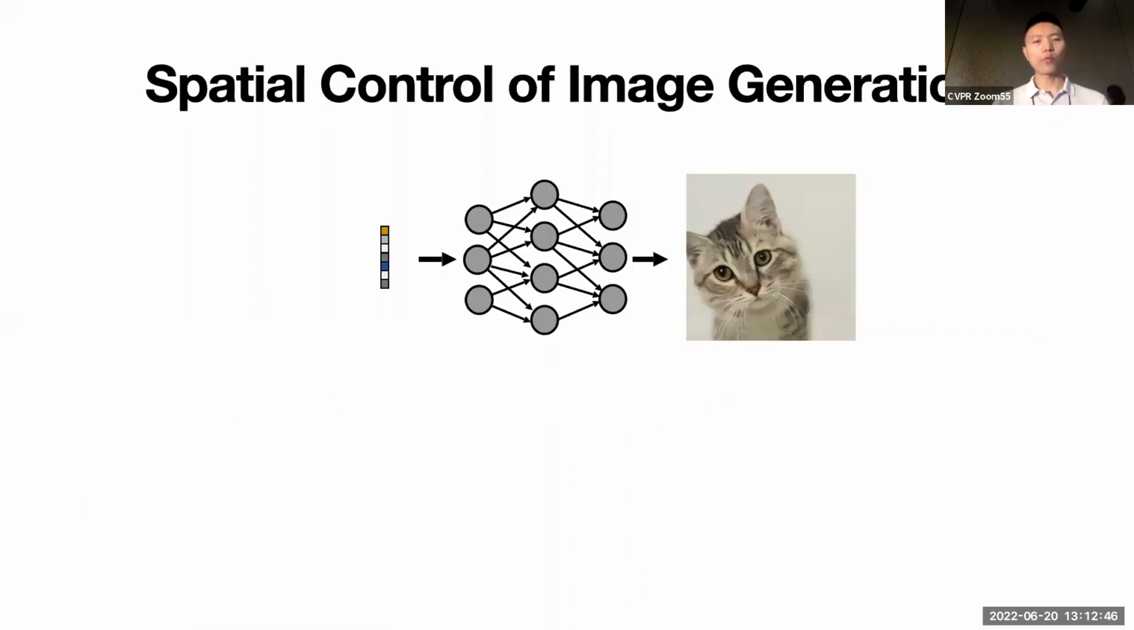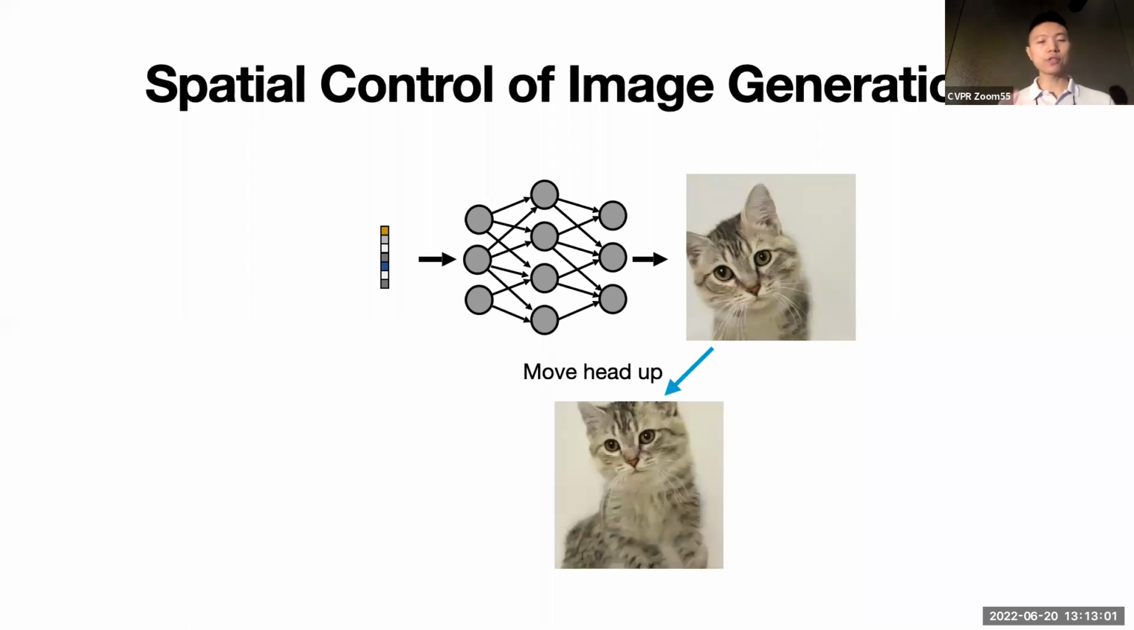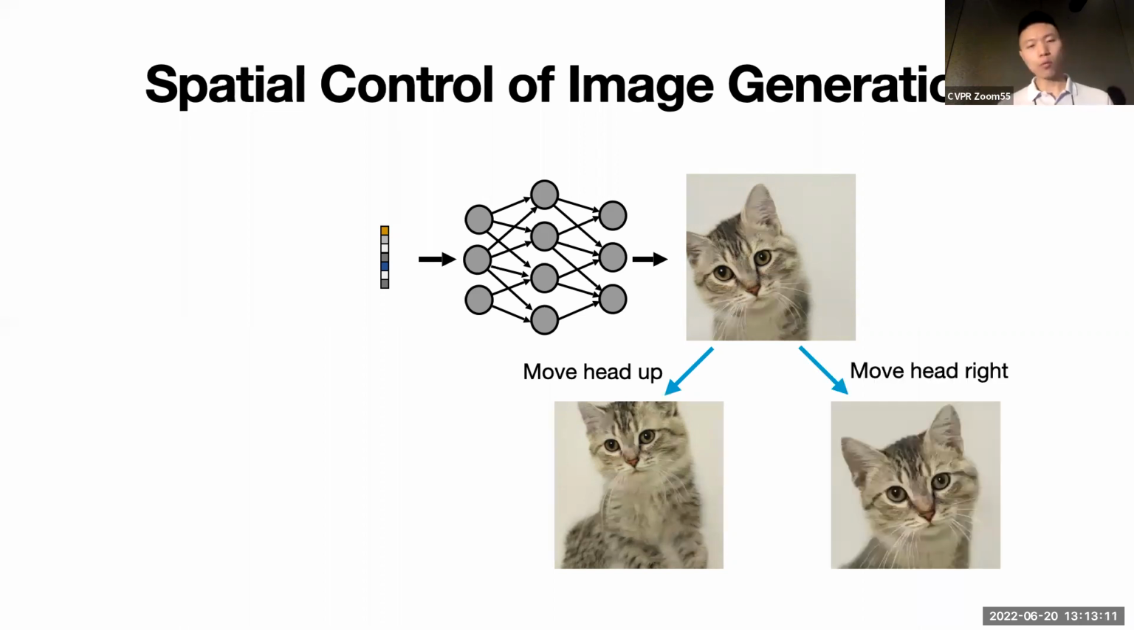So here is the recent work we have been doing for this. We want to have more spatial control over the image generation process. Previously, this generator would take a latent code and then generate the image. But sometimes we may want different spatial locations of the foreground. For example, we want this output cat to move its head a little bit up. Also, we may want this cat to move its head to the right. The current generator doesn't support this kind of spatial control for image generation.